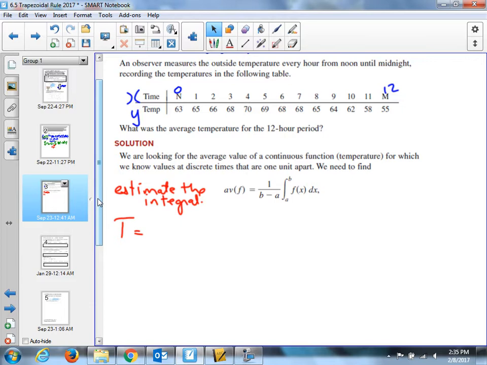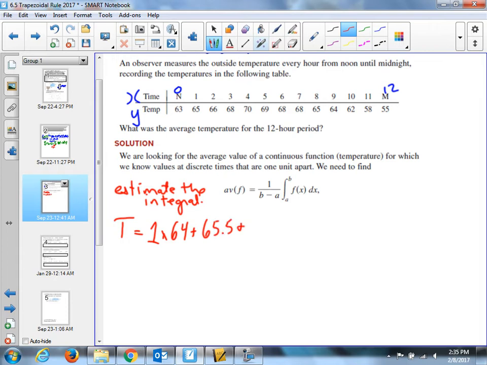Now, I'll put the first one as 1 times, but do you really have to say 63 plus 65 divided by 2? Or can you do that in your head? Some of these you can, I hope. You're looking for the average of 63 and 65, that's 64. Okay, so 1 times 64 plus 65 and 66, 65 and a half, plus, you got to do this many times, but 66 and 68 is 67. 68 and 70 is 69.